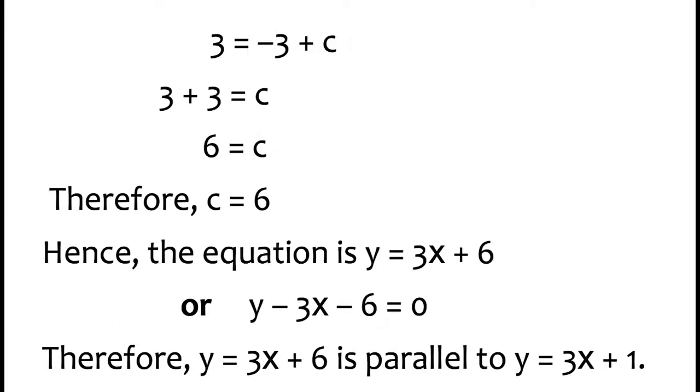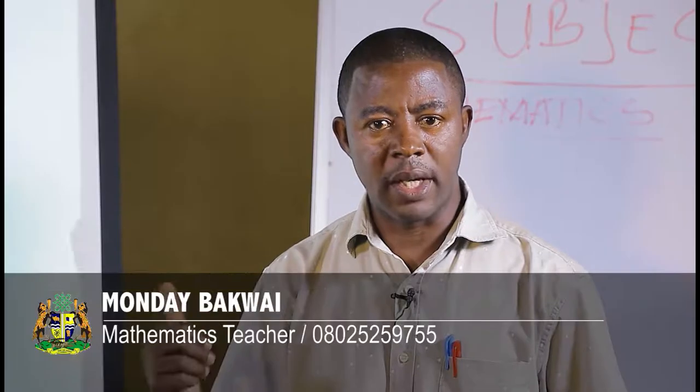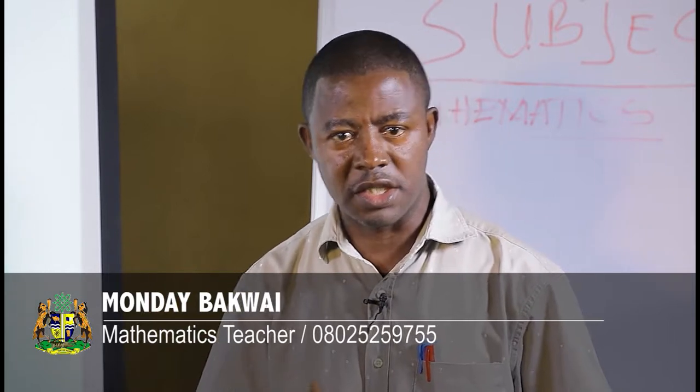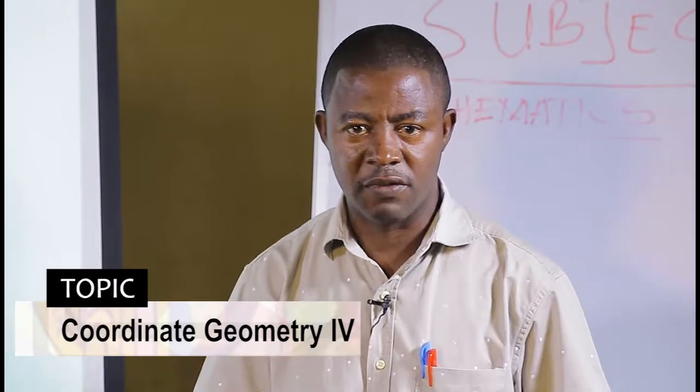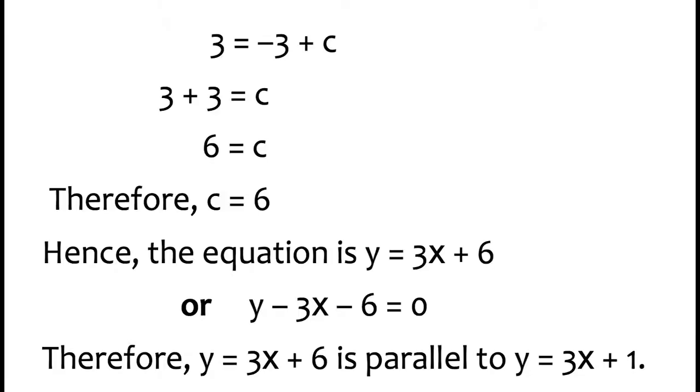So if you simplify further, you will have 3 equals 3 times -1 is -3. Then we need to collect like terms. 3 plus 3 will be equal to c, because when a number crosses the equality sign, it changes from positive to negative and from negative to positive. So in this case, 3 plus 3 will be equal to 6. Hence, our c is equal to 6, which is the constant term.